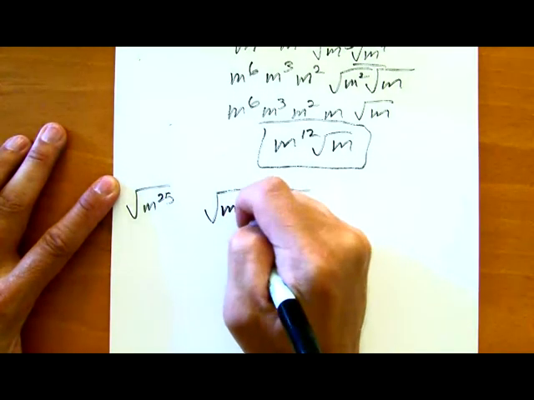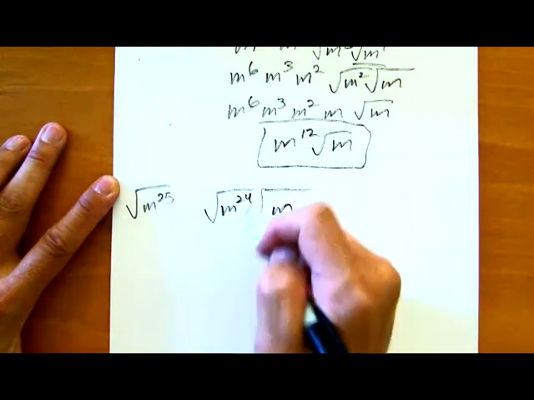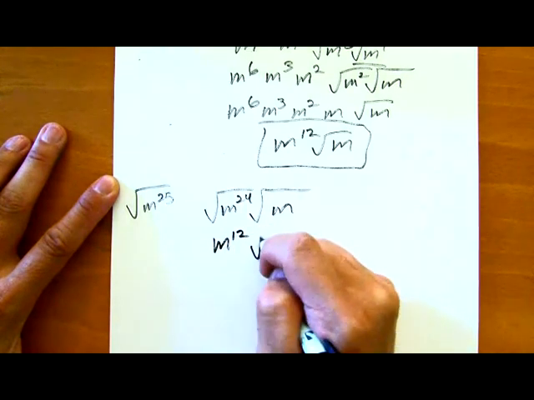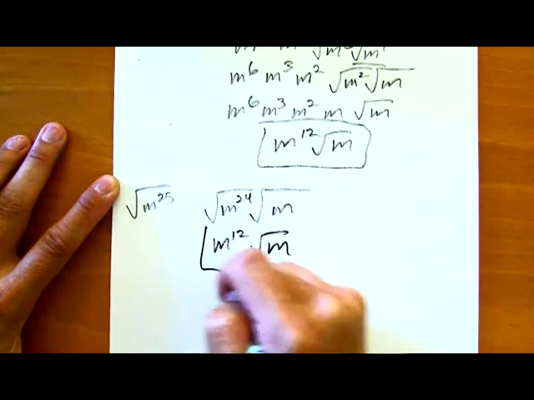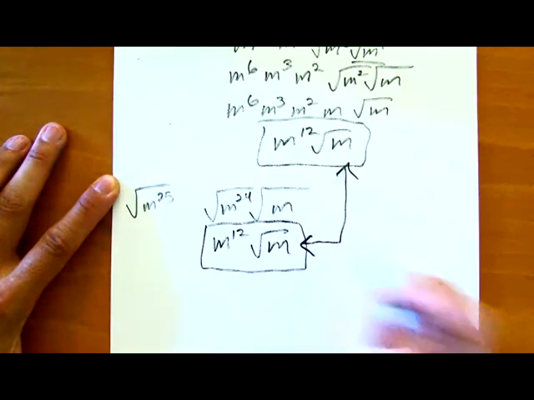m to the 24th and m. That's m to the 25th. If I square root m to the 24th, this is m to the 12th. Yeah, it just depended on what you choose.